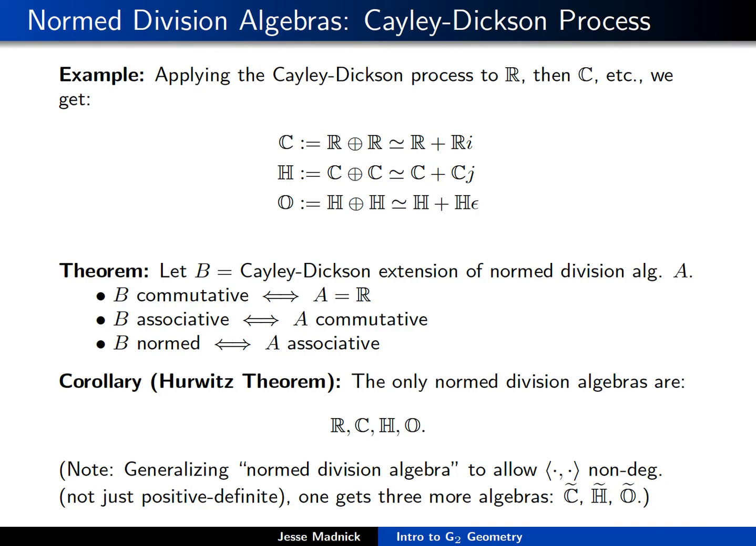I should point out that some authors allow for a more general concept called a composition algebra, where the inner product is simply non-degenerate, not simply positive definite. And in that case, if you look at those classifications, you'll get 3 more. You'll get the split complex numbers, the split quaternions, and the split octonions. But we're just going to be assuming everything is positive definite.